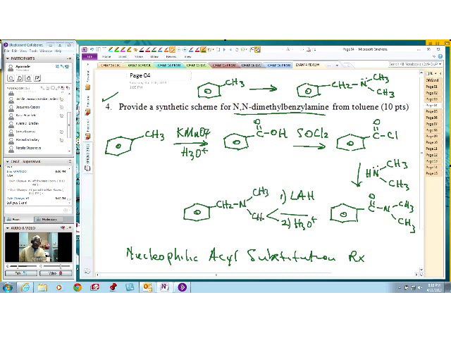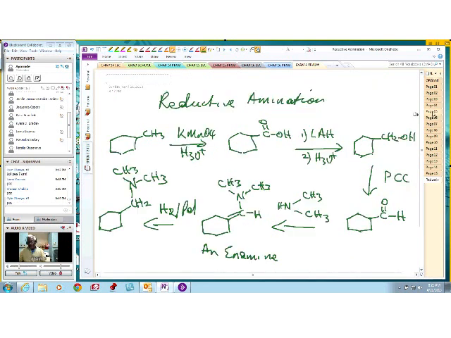So what you need here is to know those individual reagents and individual reactions in order for you to do this. Let's go to number 5.